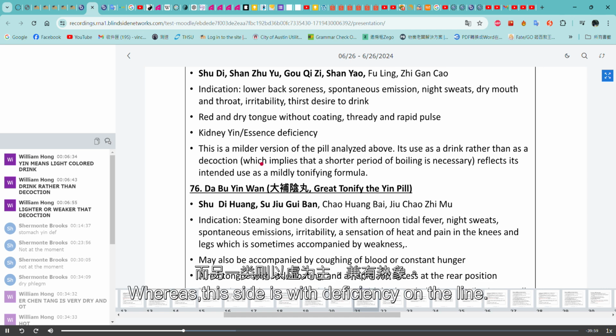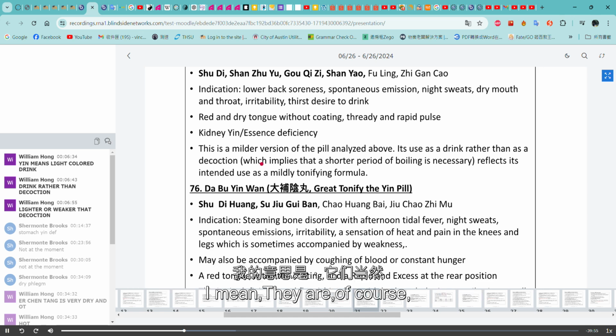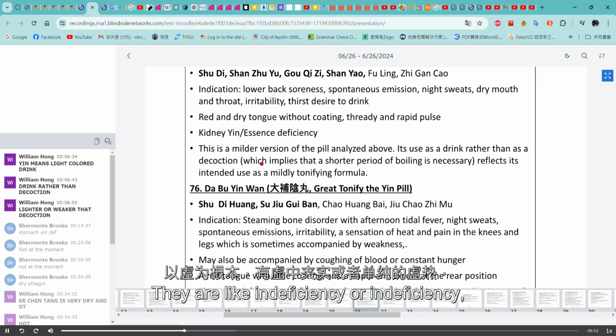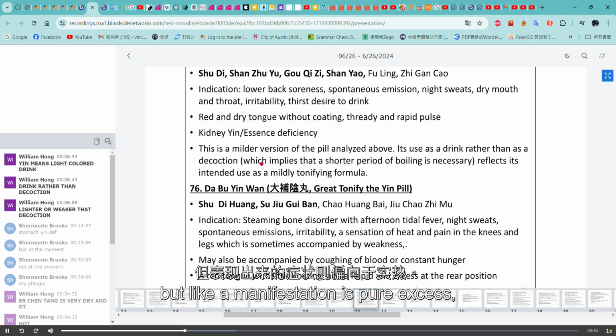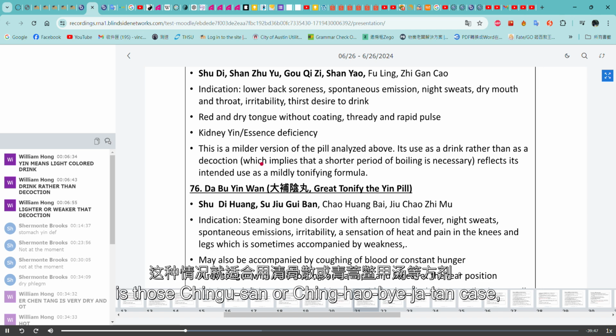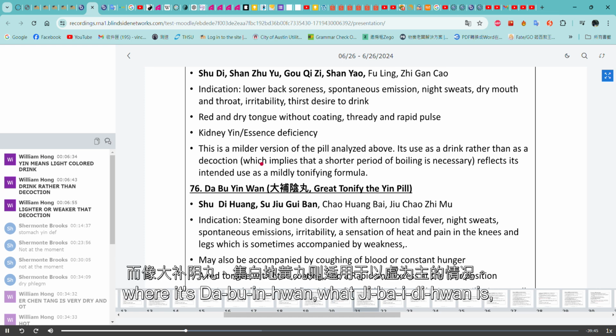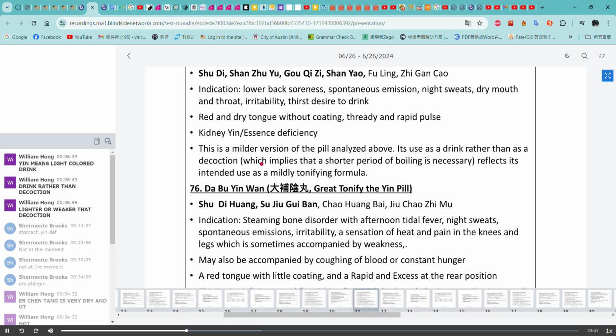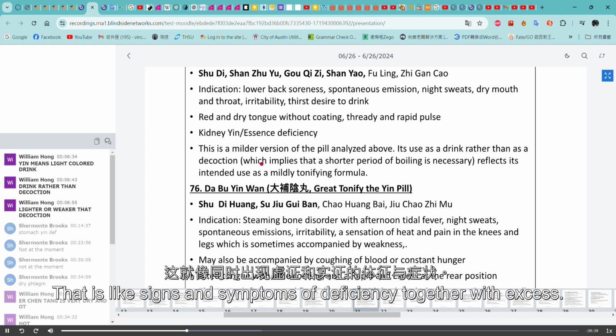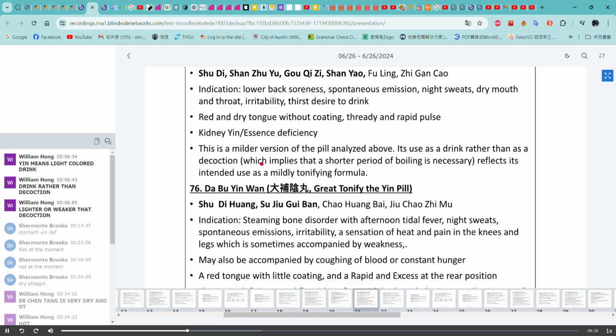because their main complaint is heat, a very excess condition. Whereas this side is with deficiency underlying. I mean, of course they are all in deficiency, but the manifestation of pure excess is those 친구산 or the 칭하오 비해자탕 cases. Whereas 다부인환 or 지바이디왕환 is when there are signs and symptoms of deficiency together with excess. And how can you tell? That is a very difficult part.